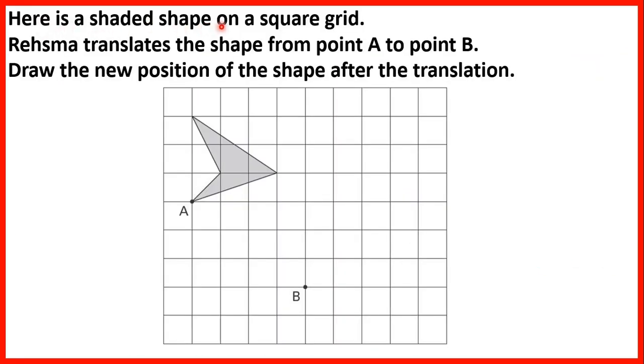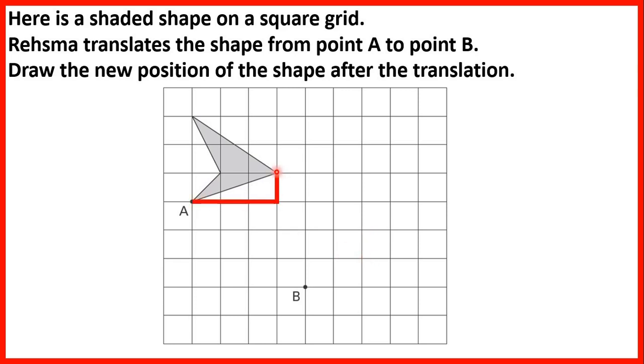Here is a shaded shape on a square grid. Reshma translates the shape from point A to point B. Draw the new position of the shape after the translation. So when a shape has been translated, it's been moved from one place to another. We know that point A has moved to point B, and what we need to do here to translate the shape is to look at the corners and translate those as well.